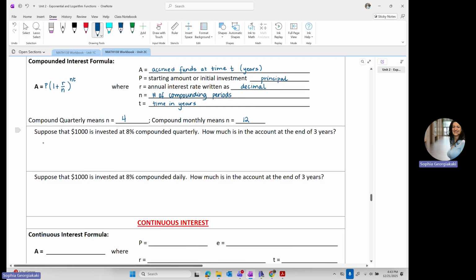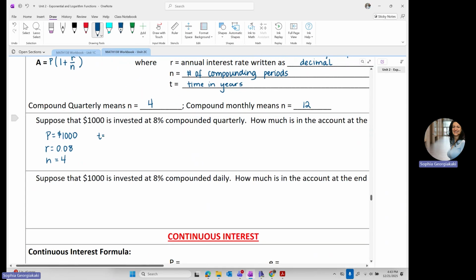Suppose that the principal is $1,000. The interest rate is 8%, so as a decimal, 0.08. It's compounded quarterly, so your N is equal to 4. How much is in the account at the end of 3 years? And your T is equal to 3. So they are asking you to find A of 3, and that will be 1,000 times 1 plus 0.08 divided by 4 to the 4 times 3.